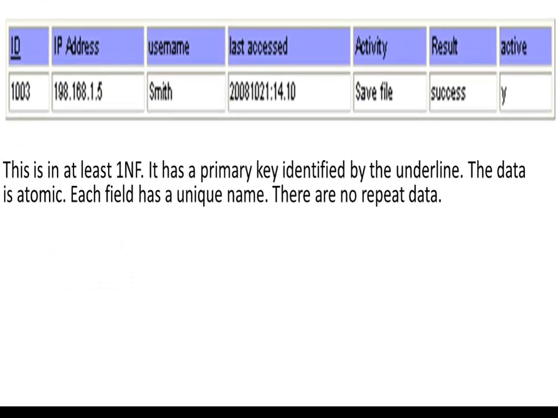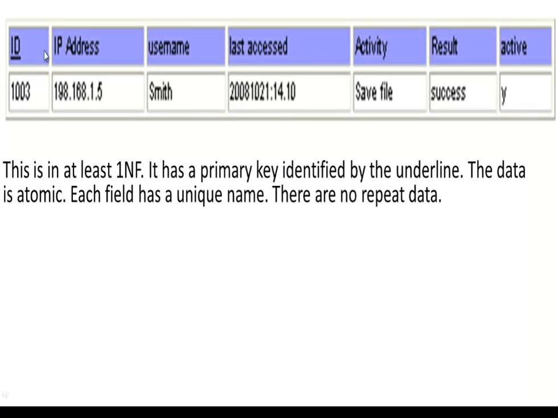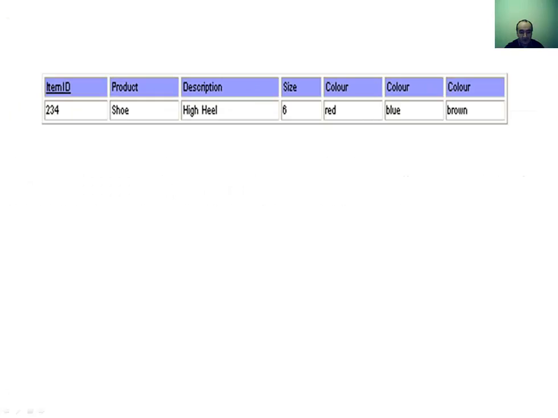This example is at least first normal form. It has a primary key identified by the underline. The data is atomic. Each field has a unique name and there is no repeat data. What about this example?